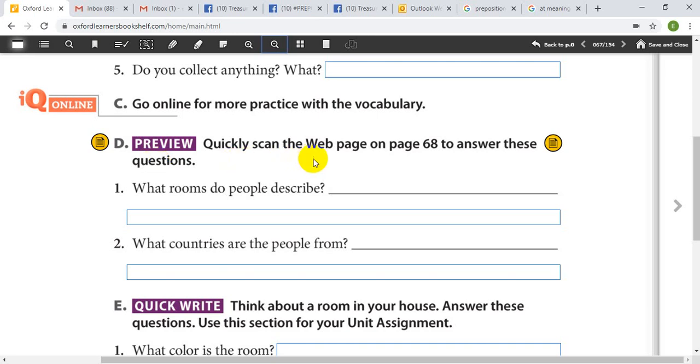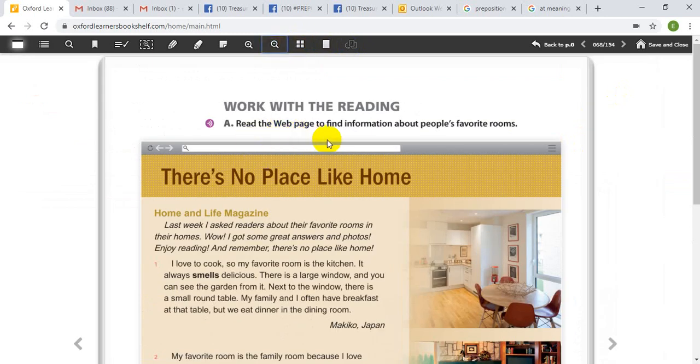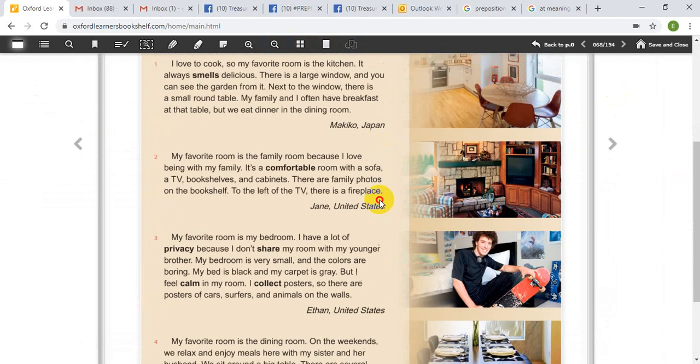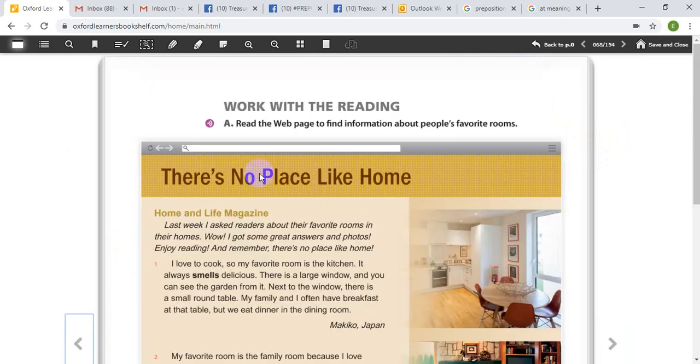Okay. Quickly scan the web page on page 68. Now, you know scanning technique. Remember, in scanning technique, we do not read each and every single word. We just look at the information which is required in the question. Like here on page 68, the next page, you have this article. This is a web page, and you will find information about people's favorite rooms. So here 5 people from different countries are going to talk about their favorite room, okay, in this article.